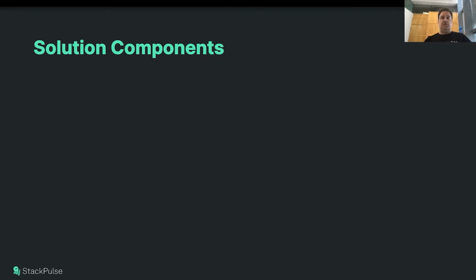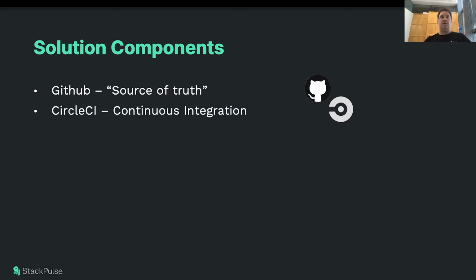Just to remind you, before starting to drill down, here are our star actors in this movie. So on the CI side, of course, we have GitHub as our source version and configuration version repository, our single source of truth. And as I already mentioned, CircleCI as our continuous integration infrastructure. Today we will not be touching these a lot.